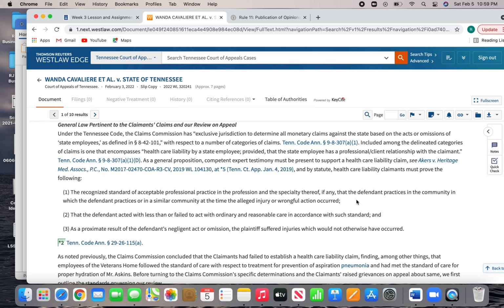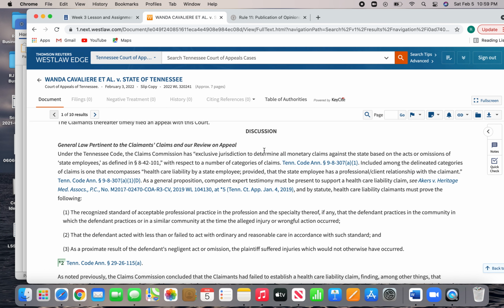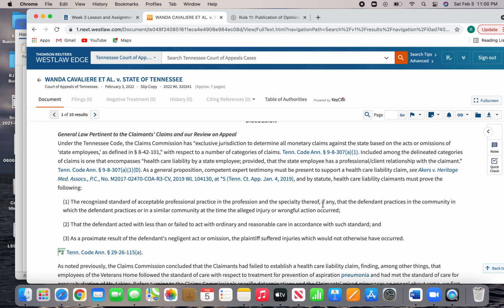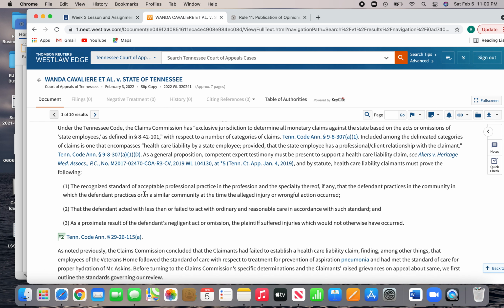It just brings up, according to the Tennessee Code Annotated from what I can see here, it says the healthcare liability plaintiff must prove these three things: that they recognize the standard of acceptable professional practice in this profession, that the defendant acted with less than or failed to act with ordinary and reasonable care in accordance with the standard, and also as a result, a proximate cause of the defendant's negligence or negligent act or omission.